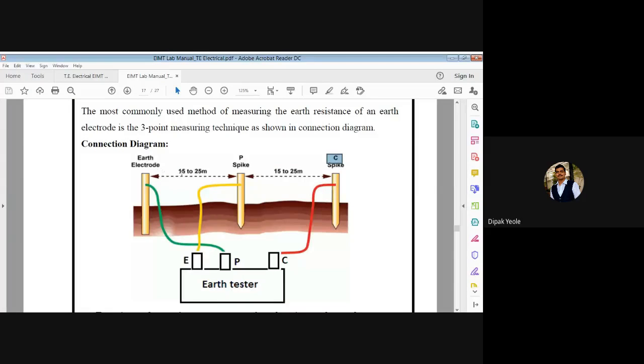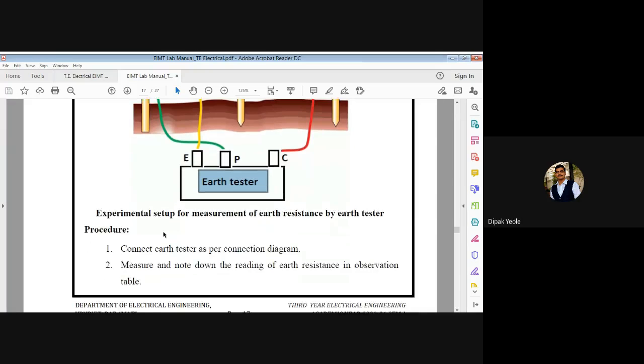The distance between any 2 electrodes we have to keep as 15 to 25 meters. So you have to remember this. If you are keeping the distance here as 20 meters, you should keep the distance here also 20 meters. Then and only then is there a possibility of getting the accurate earth resistance for that particular earth. And this cross connection you have to use, and C is connected to the C spike. So this is the experimental setup.